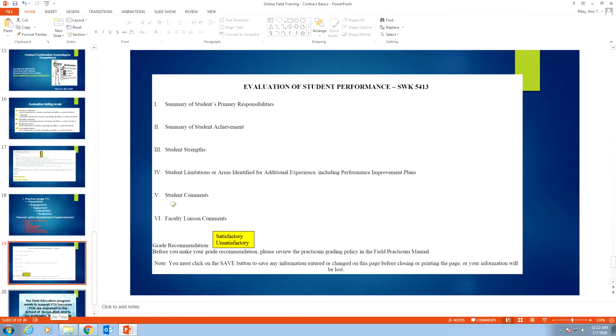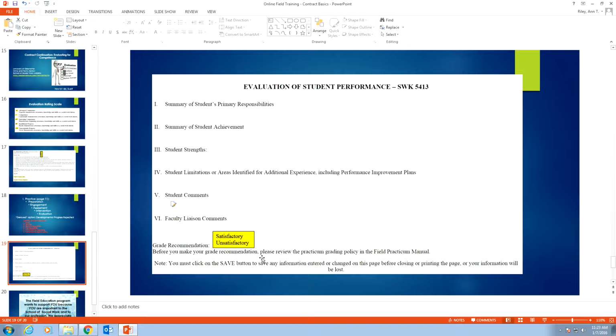When you get to the end of the contract, then, there's a summary section to be completed as well. The field instructor summarizes the student's primary responsibilities, their achievements, their strengths, and limitations. And a text box will be available in each of these locations for the field instructor in the IPT contract. The student then completes their own comments, and the field liaison will have a text box to provide theirs as well. The grade is recommended as satisfactory or unsatisfactory.